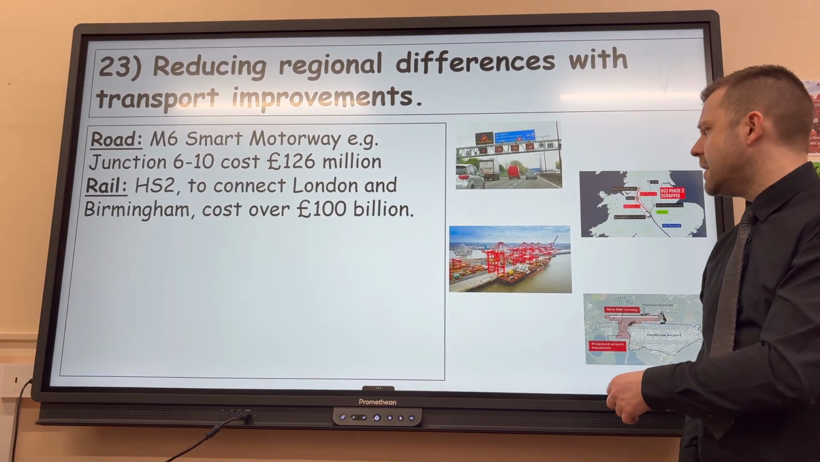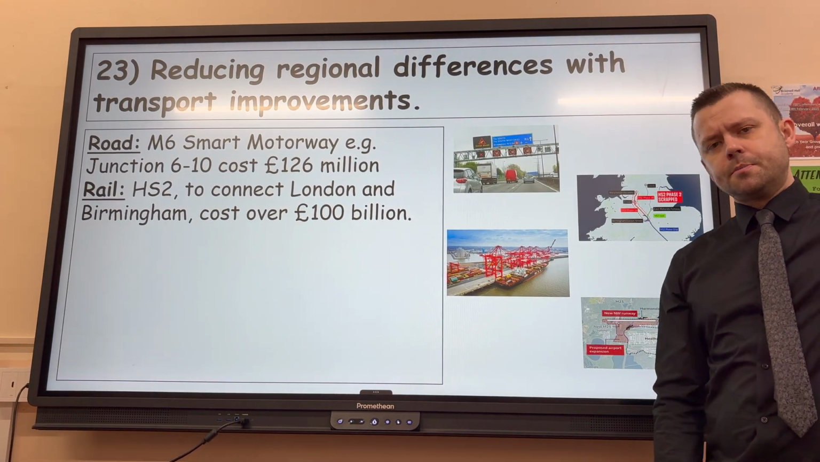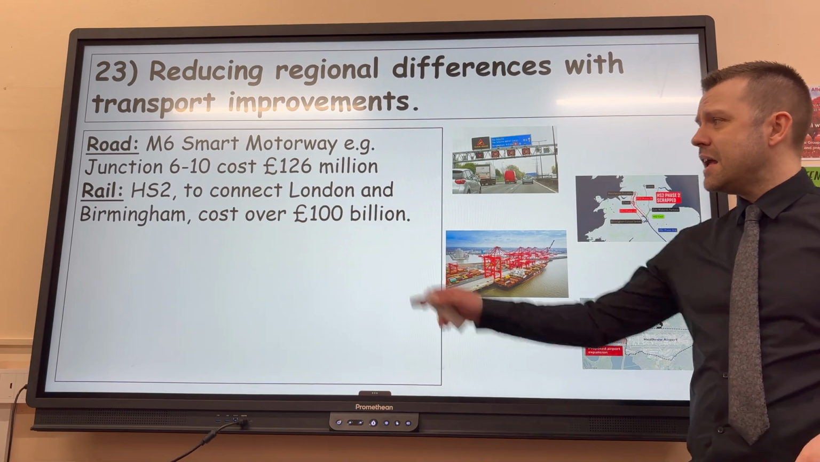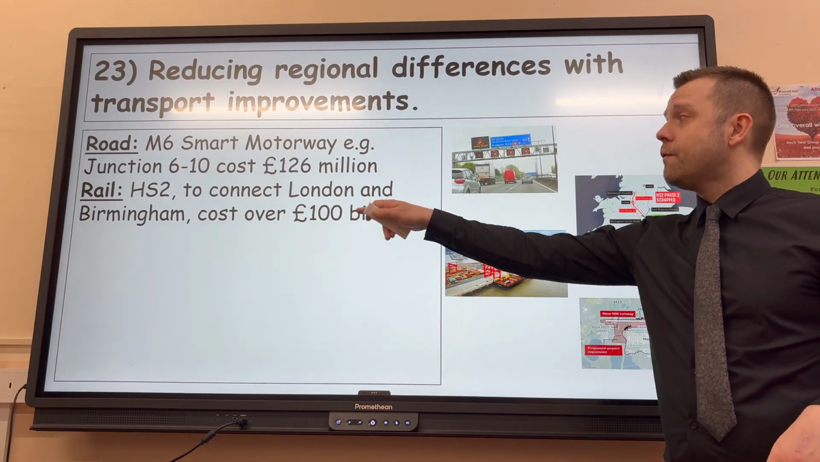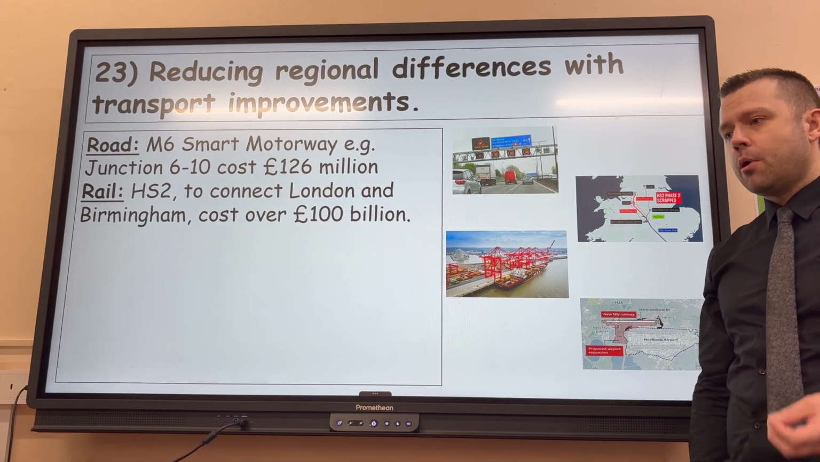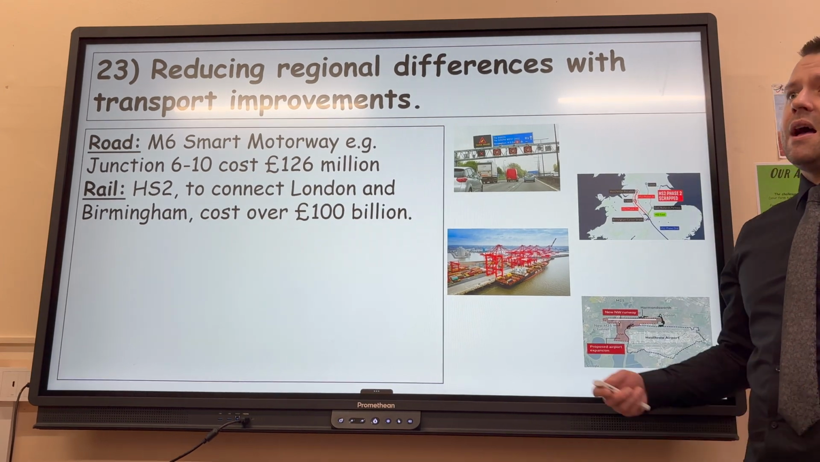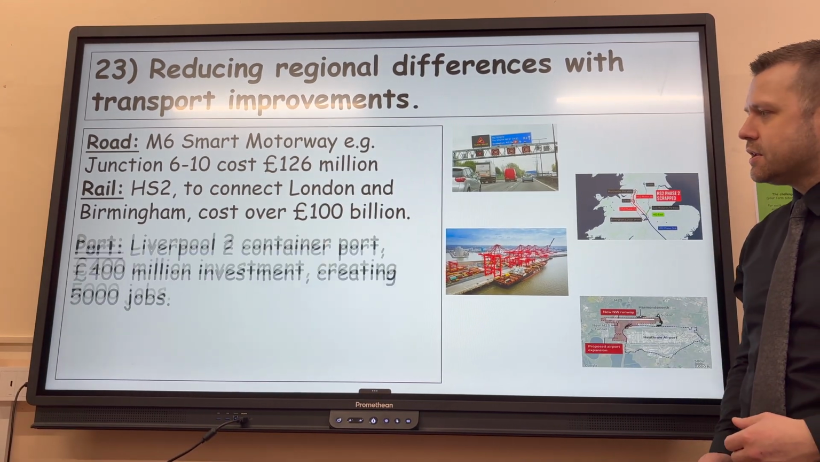We've also got HS2, which was originally planned to go from London to Birmingham up to Manchester and Leeds. However, even though it's cost over £100 billion, they've now cancelled the northern legs and it's now only going to go to Birmingham. A great one to evaluate when you're talking about how it reduced regional inequalities.